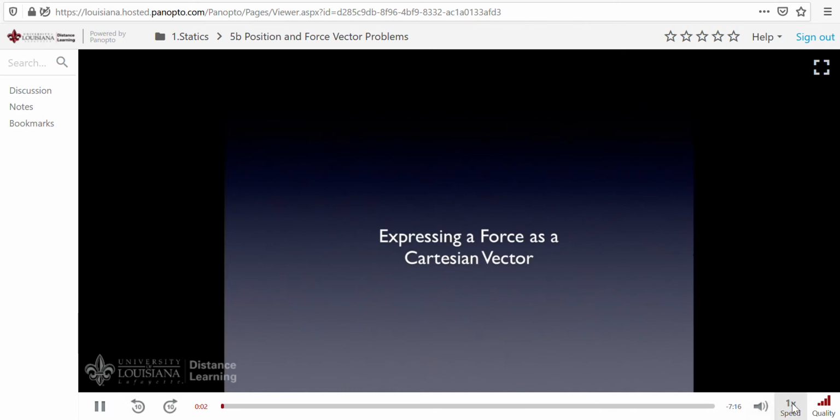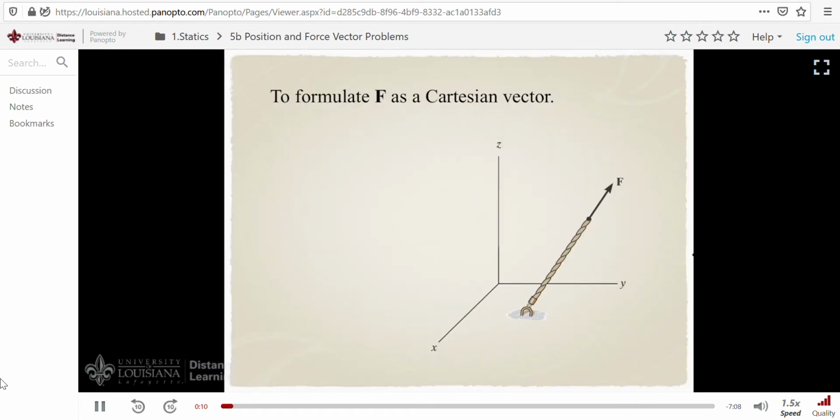In this lesson, we'll show how to express a force as a Cartesian vector using a position vector to define its direction. Let's review the basic idea. Say, for example, we have this force which acts along this cable, where we know the location of the endpoints of the cable. We can formulate a position vector from one end of the cable to the next. We find the magnitude of this position vector and divide it into the vector, which will form a unit vector that defines the direction of the cable.